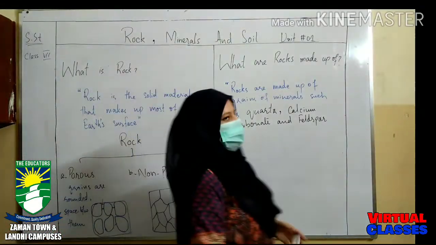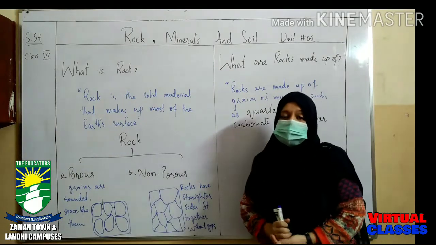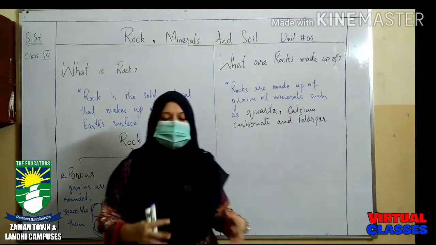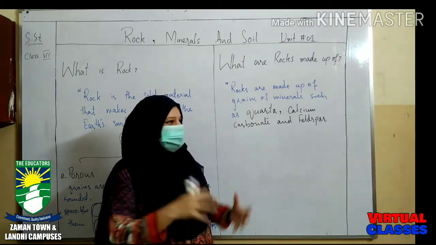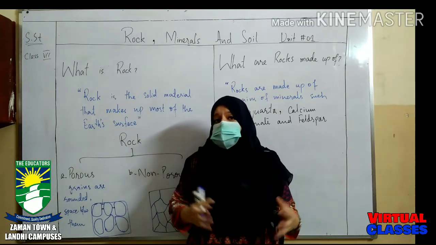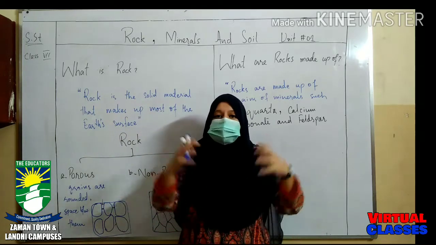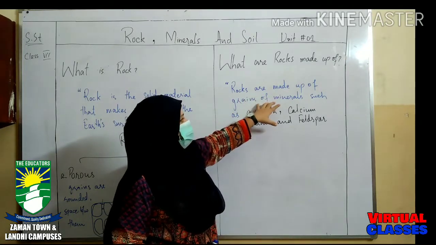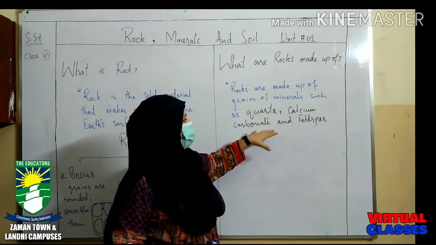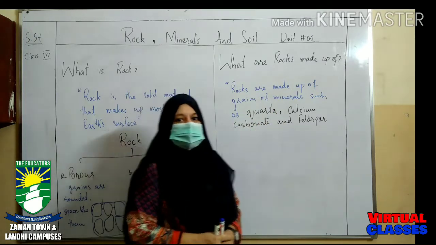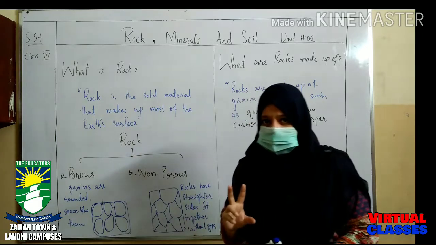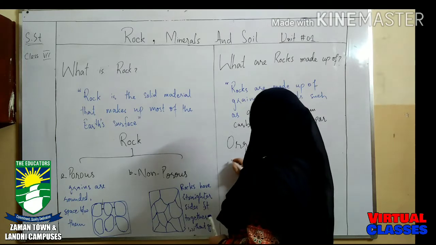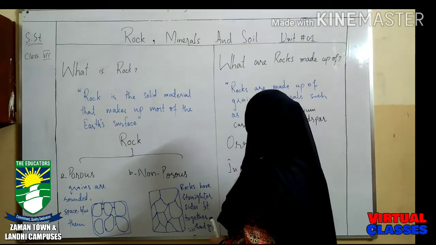The other question, what are rocks made up of? Rocks are made up of minerals and their grains. Grains of minerals and different materials are combined together to form a rock. Rocks are made up of grains of minerals such as quartz, calcium carbonate and feldspar. These minerals may be of two types. They may be organic and they may be inorganic.